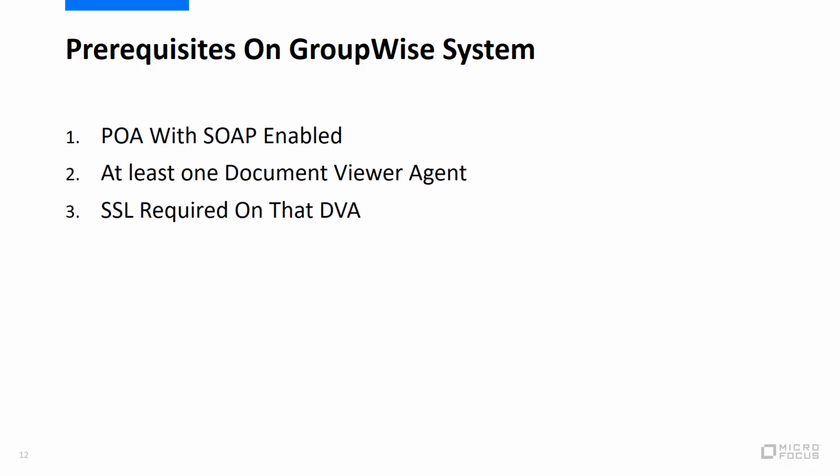You will also need to have SSL enabled on that DVA, or the new web solution will not be able to connect. Your DVA configuration is part of the information collected when you run the configuration utility.